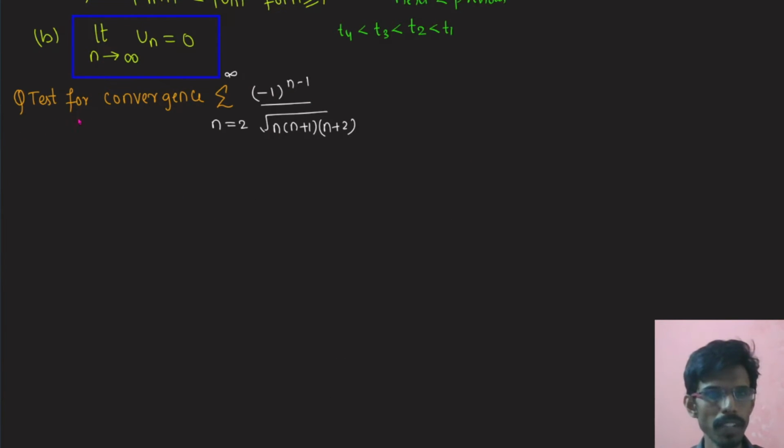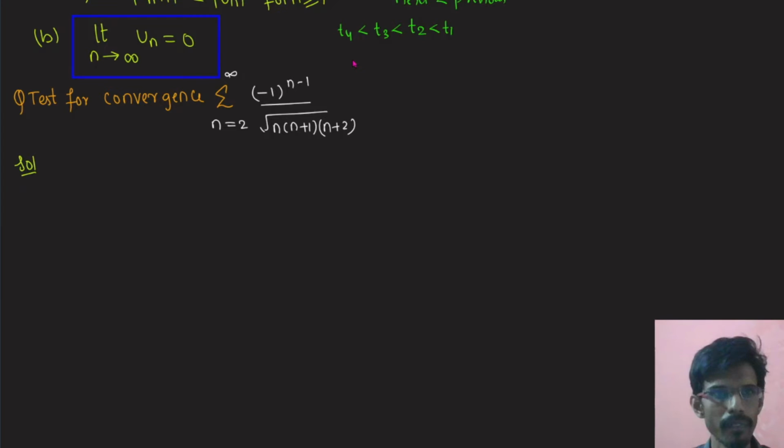Now the next question is test for convergence. Sigma n equal to 2 to infinity, (-1)^(n-1) upon root over n(n+1)(n+2). Now let us solve this question.